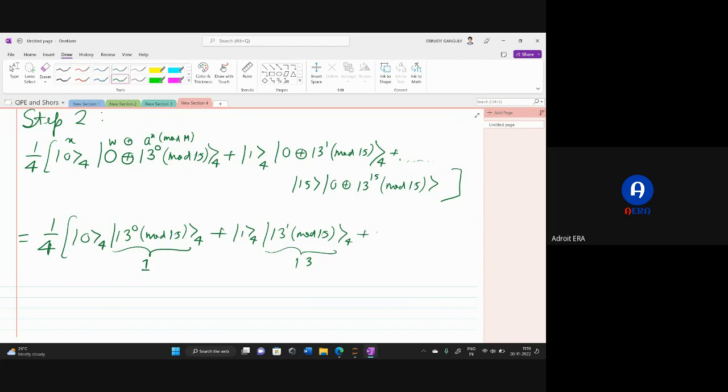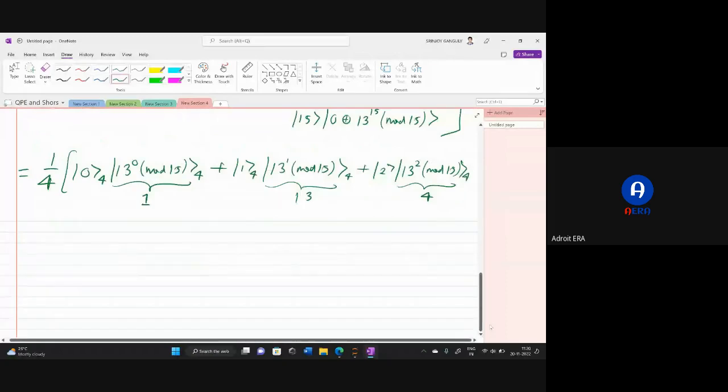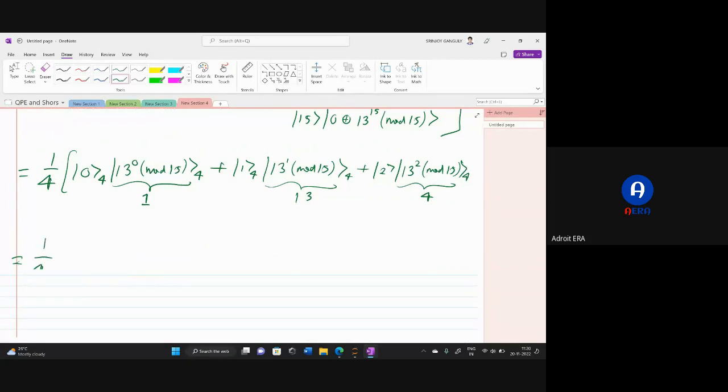Then plus ket 2, and again 13 squared mod 15. This will be 4. Remember the pattern, 1, 13, 4, 7, right? Do you remember the pattern which we solved previously in the example? That is the pattern, remember. So now we can write accordingly: 1, 13, 4, 7. Now I am going to write all the terms, and you are also going to do the same, because this will give you more clarity of what is happening.